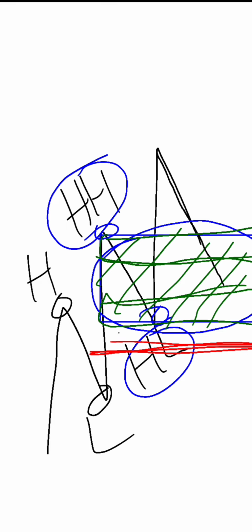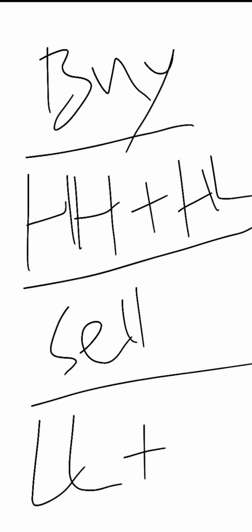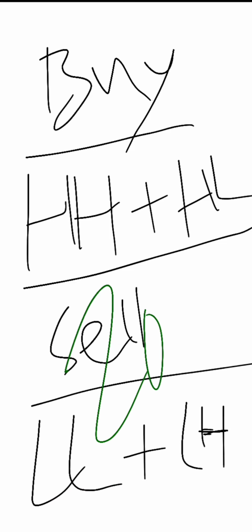Okay, so that's it for today. For today's homework, you have to mark it. So once again, to buy, you have to find a higher high with a higher low. To sell, you have to find a lower low with a lower high. And then you can make your zone, and you can set your SL. This is the proper way to follow the direction.